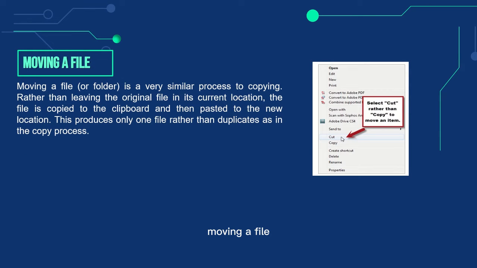Moving a file. Moving a file or folder is a very similar process to copying, but rather than leaving the original file in its current location, the file is copied to the clipboard and then pasted to the new location. This produces only one file rather than duplicates as in the copy process. The only difference between copy and move is the option that is chosen from the shortcut menu after you right click. Rather than choosing copy, you will be choosing cut.